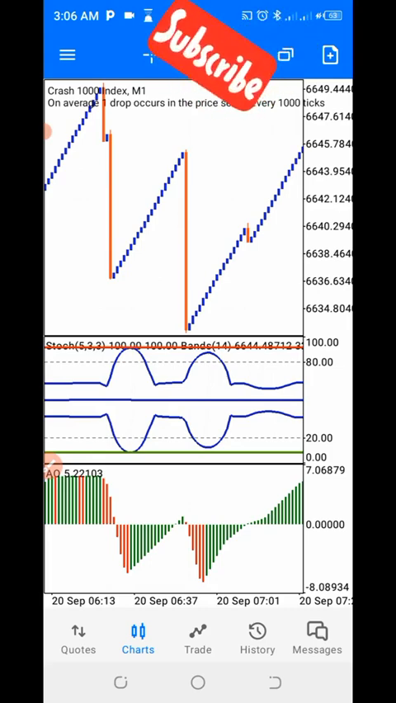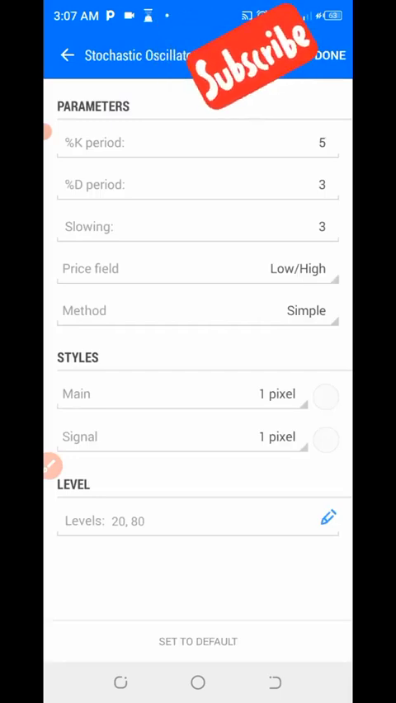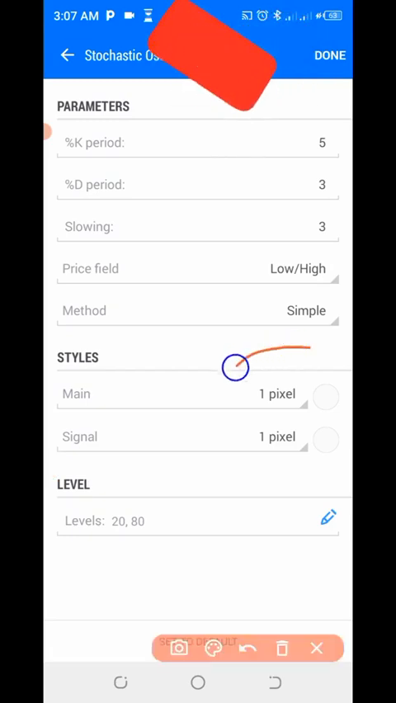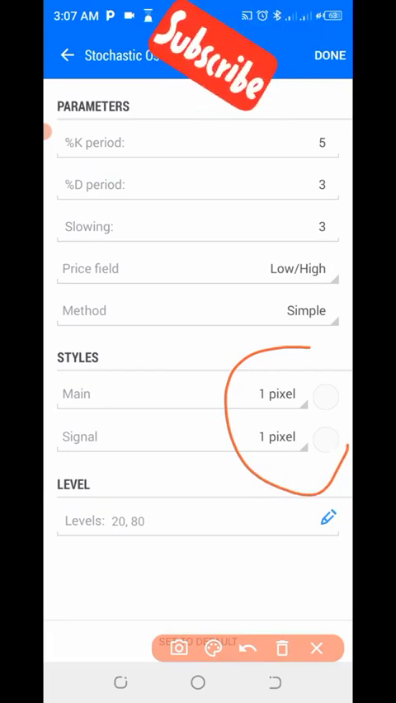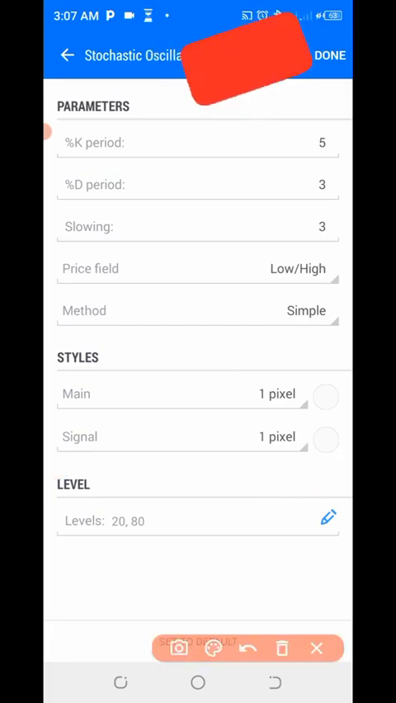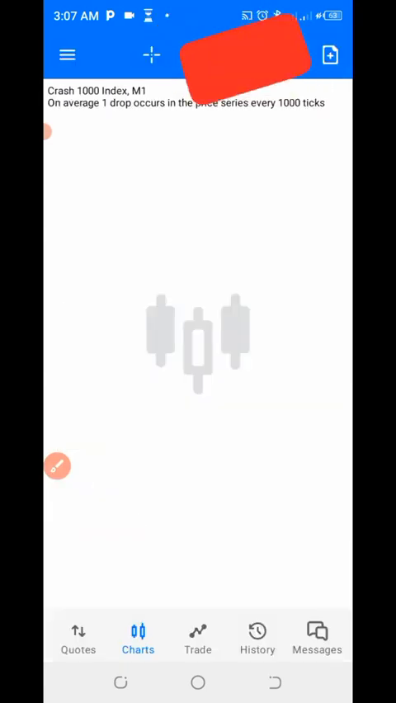So we're using 3 indicators in this strategy. The first indicator is our stochastic oscillator. The K period is 5, the D period is 3, the slow period is 3, price field is low and high, method is simple. The style has to be 1 pixel, then the color has to be the color of your background. Once you are done, we are using the levels too. The levels are 80 and 20. Once you are done, you click on done.